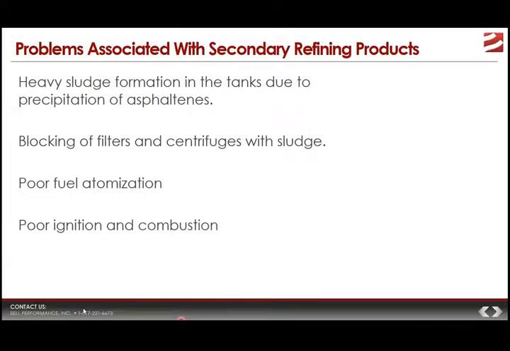So first one, heavy sludge formation in tanks due to the precipitation of asphaltenes. Definitely a problem. The blocking of filters and centrifuges with sludge. That sludge comes from here. So these two relate to each other. Poor fuel atomization. Remember we talked about how viscosity influences that. And then hand in hand with that is poor ignition and poor combustion of the fuel.